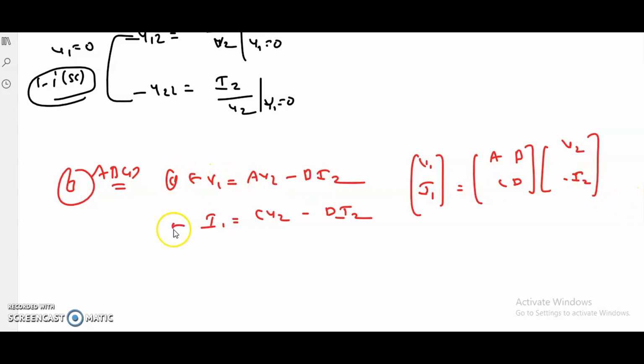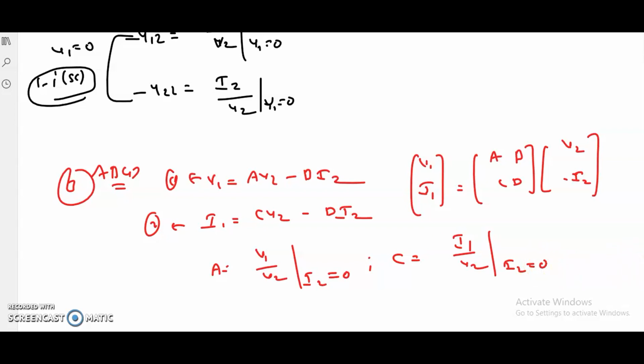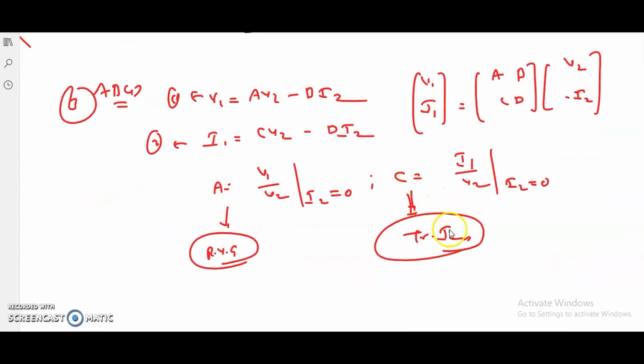And in the same case, equation 1 and equation 2. A is equal to V1 by V2 if I make I2 is equal to 0. In the same case, C is equal to I1 divided by V2 if I make I2 is equal to 0, where C is called a transfer admittance. Why? Because it is input current divided by output voltage. We get both of these, A and C, whenever the output current is equal to 0. That means the second port or the output terminals have to be open circuited.